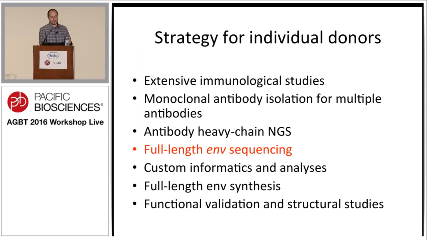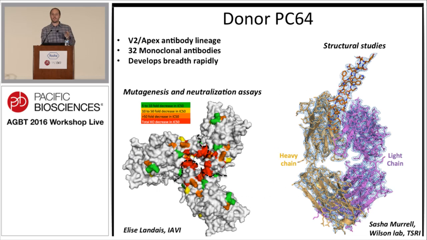And we sequence the virus. So there's all this immunological characterization, and we sequence the envelope, and we design custom sort of informatics and analyses that then we feed back into them. So you look through your viral population, and you pick out, because it's whole gene sequences, genes that you then synthesize and you can functionally validate and see exactly how they're interacting with the antibodies. So we really close the loop quite nicely. So I'll tell you briefly just about two donors that we've studied in detail.